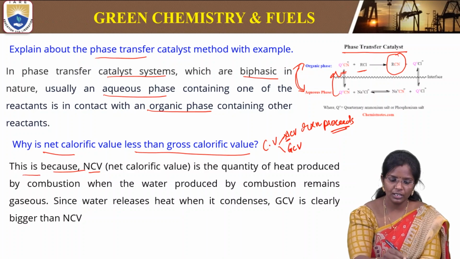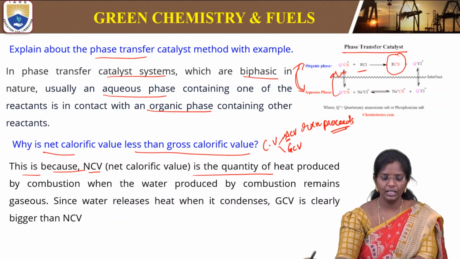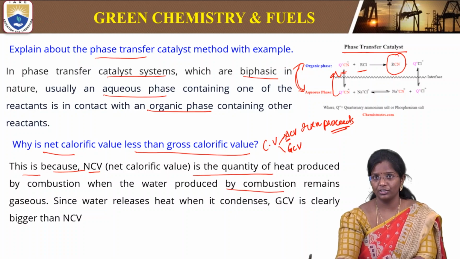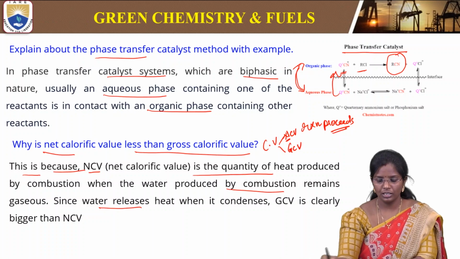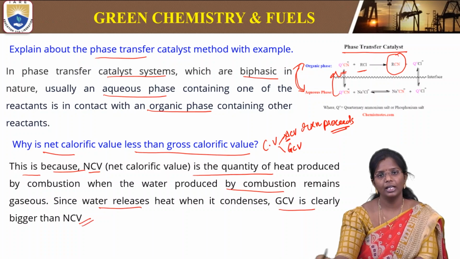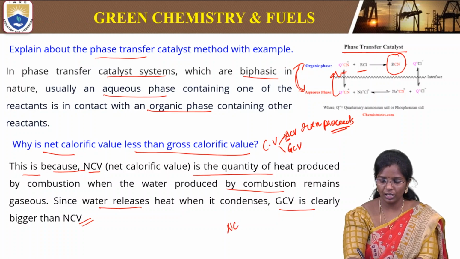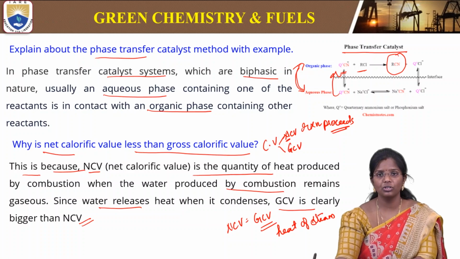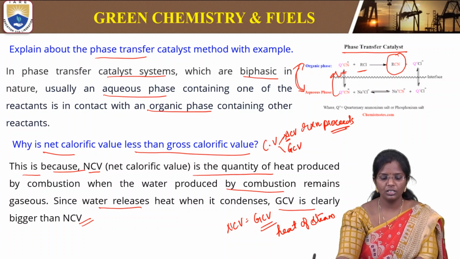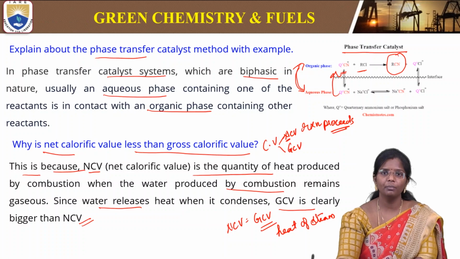The net calorific value is the quantity of heat produced by combustion when the water produced by combustion remains gaseous. Since water releases heat when it condenses, GCV is clearly bigger than NCV. So for NCV, the heat of steam is subtracted from the GCV. That steam is present because of moisture in the particular fuel. This is a very important factor for any fuel before we decide to use it for an application.